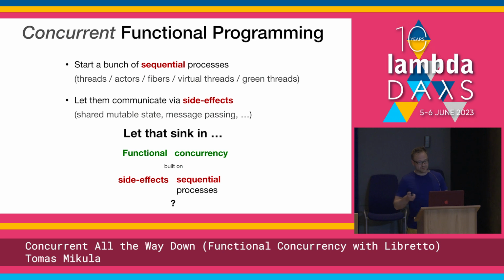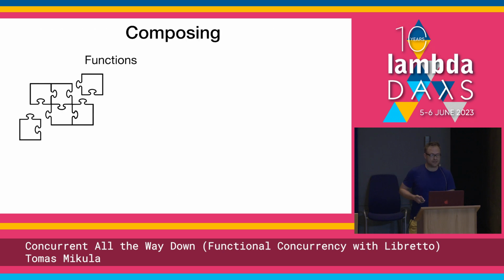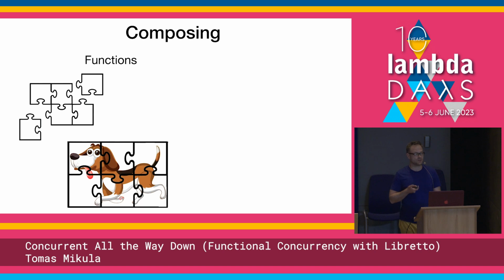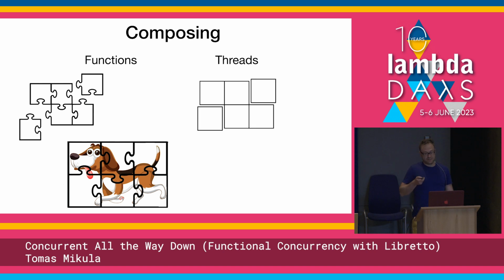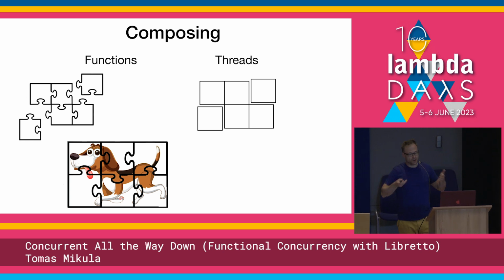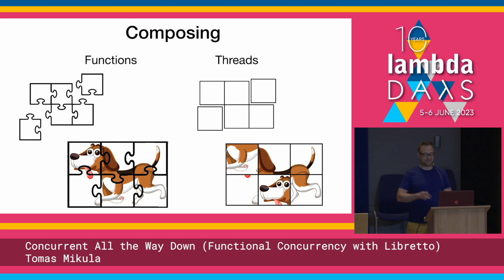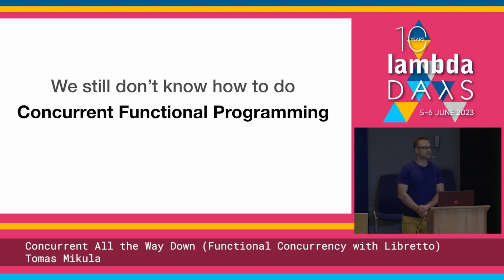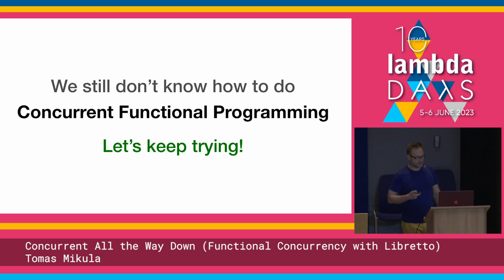And how do these threads compose anyways? Composing functions is nice and feels like this. The pieces fit nicely together thanks to types, and when we are done, a lot of times we have it correct already. Whereas composing threads feels more like this. We just start them, place them next to each other, and hope for the best. And what we get looks more like this. So my claim is we still don't know how to do concurrent functional programming, but let's keep trying.